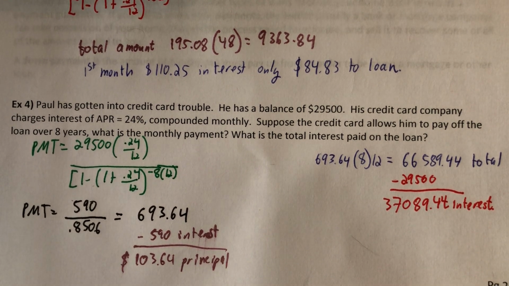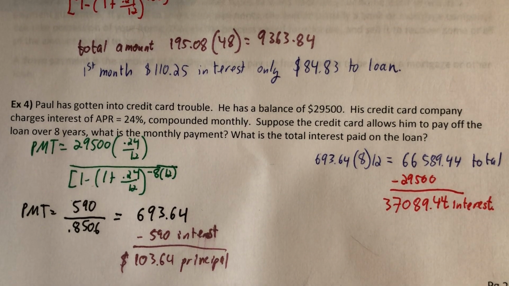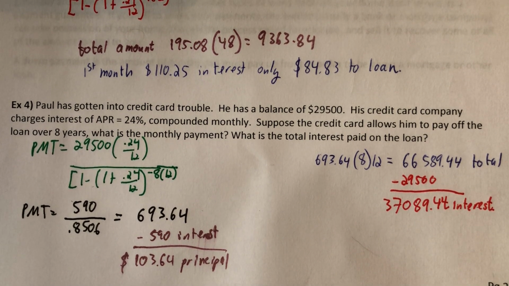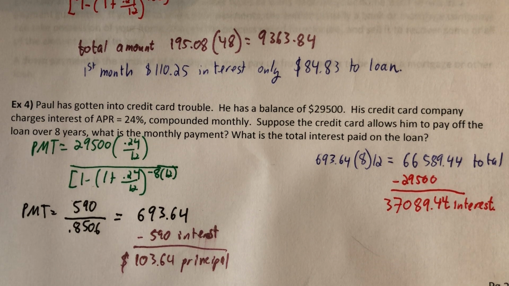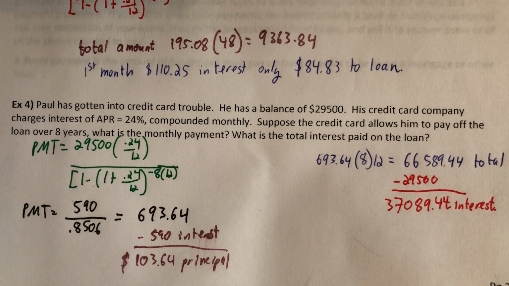All right, if they're going to let him pay it off over 8 years, what is the total amount that he's going to have to pay? So 29,500 times 0.24 divided by 12, and then 1 minus (1 plus 0.24 divided by 12) raised to the negative 8 times 12. All right. So the numerator is $590. That means his first month, however much he pays, $590 is going to interest.